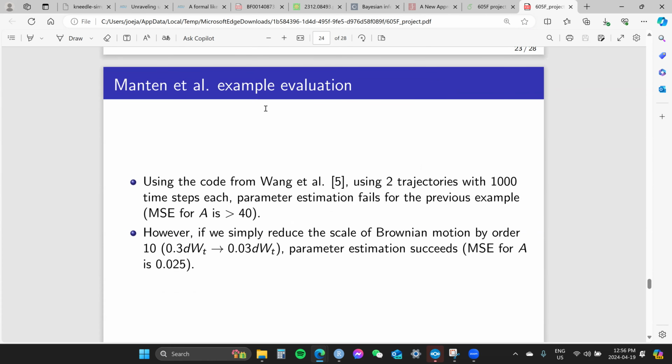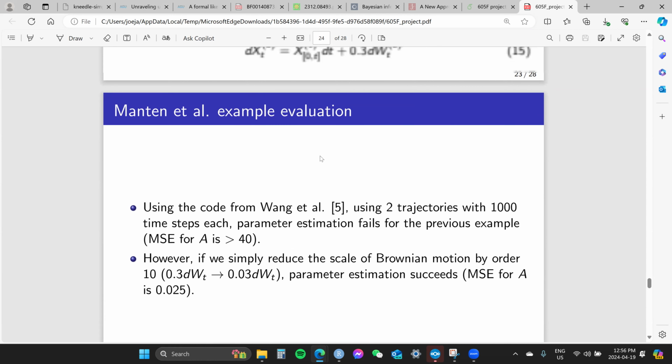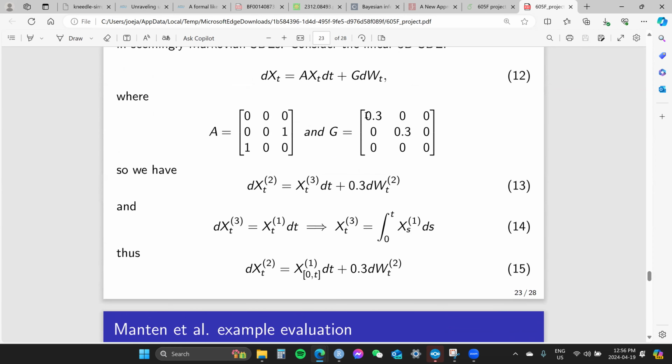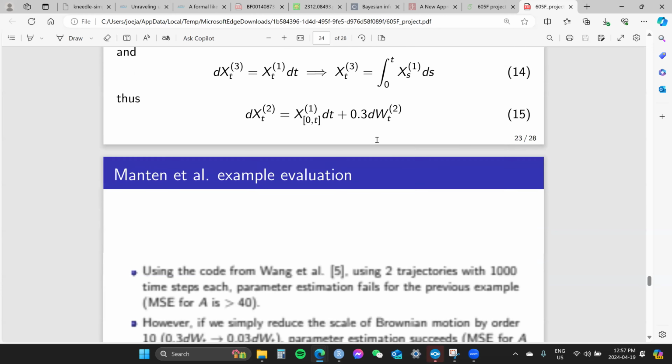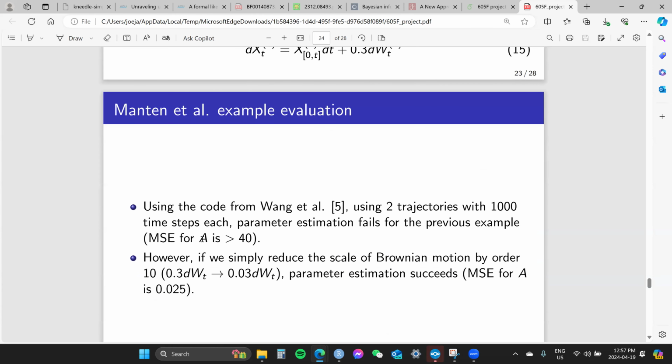Basically what I found was if I do this exact example with the scaling of 0.3 done in Manton, and I used as default 1,000 time points, it did very badly for estimating the drift. I had mean square error over 40, but then just by switching the scale of the Brownian motion, dividing it by 10 and using the exact same parameters otherwise, it succeeded. It got a pretty good estimate.